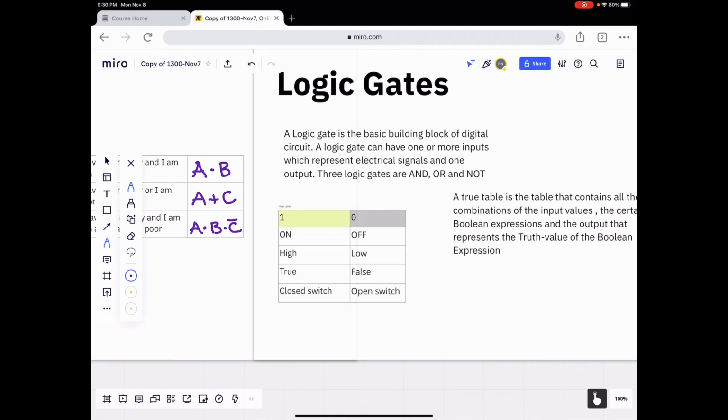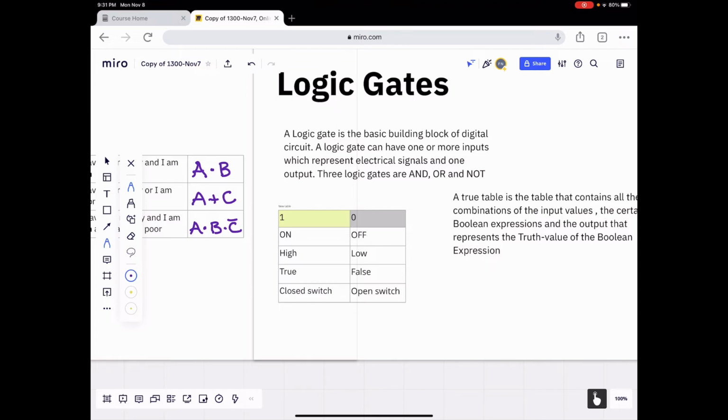So logic gates are used for circuits. If you're building circuitry, you need to use different electrical signals. In computers and electrical signals, you can have on and off. So here I have one represent on, could be high, could be true, or could be a closed switch.